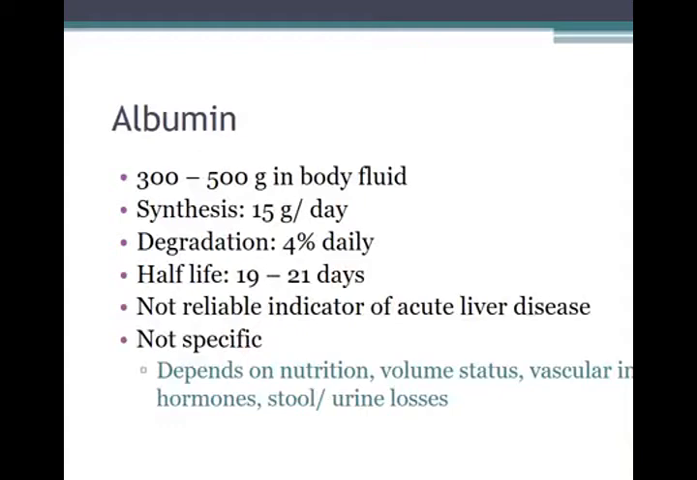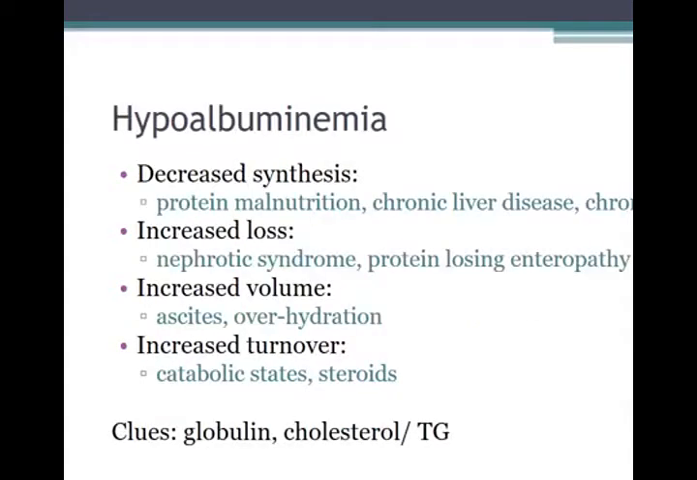Naturally, it is dependent upon nutrition. If the patient is not taking proper nutrition, the albumin may be low in cases of malabsorption or malnutrition. Other factors such as catabolism, hormones, or stool or urine losses can also be important while you are interpreting albumin, as in cases of nephrotic syndrome or in patients who have protein losing enteropathies. So the albumin level may be low, and it may not be because of the liver disease.